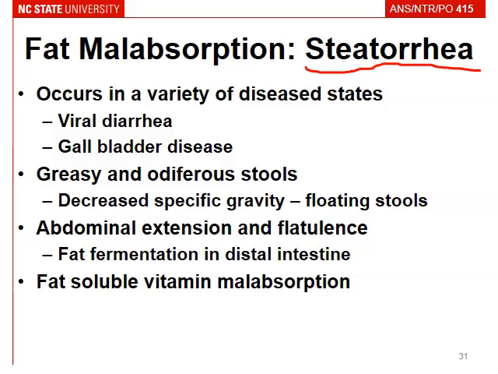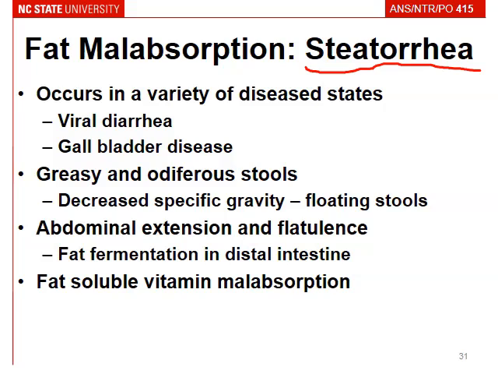It occurs in a variety of disease states. You can have viral diarrhea, or if you have a diseased gallbladder to where you're not releasing adequate bile, you're going to result in steatorrhea. Basically, the downfall to steatorrhea over diarrhea is that it's very greasy. It's very odoriferous, and usually you can tell because there's decreased specific gravity, there's less protein, so the stool floats. Usually you get abdominal distension and flatulence.